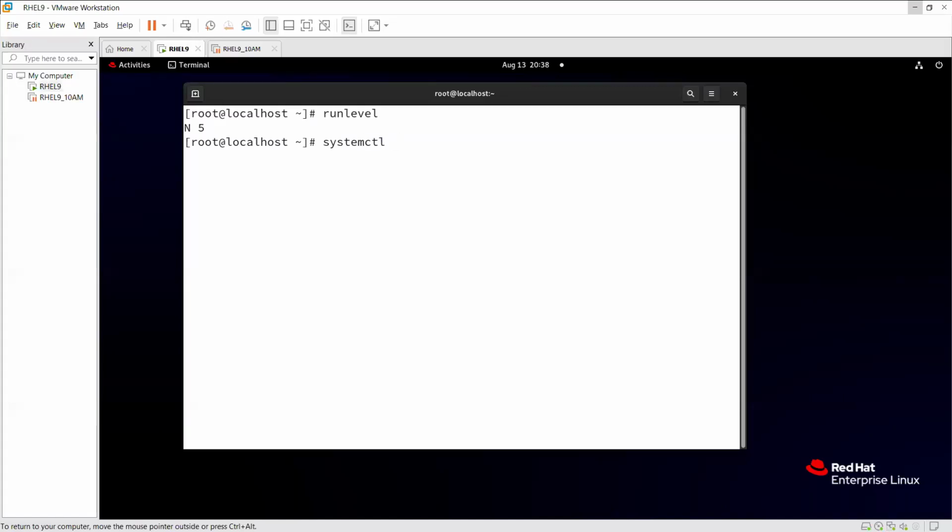So you want to get your default target: systemctl get-default. Init-based means runlevel is the command. But with systemctl, that means systemd, it uses graphical target. I mean 5 is the graphical, that's why here it directly shows graphical target. So your current target unit is graphical.